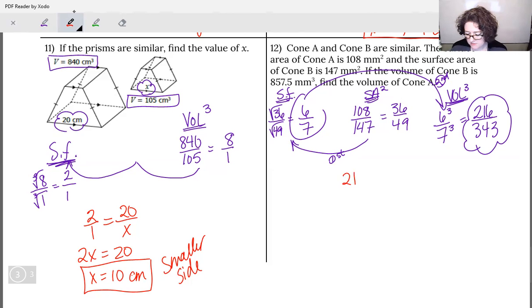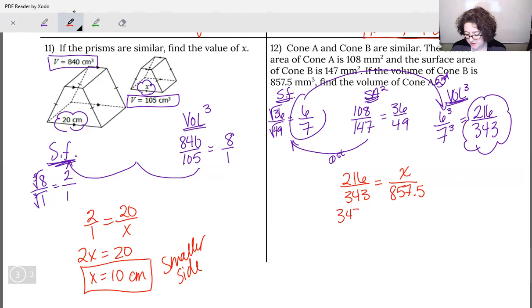So if our proportion starts with 216 over 343, they told us that the volume of cone B, which we've been putting on the bottom of the fraction, if that's 857.5, where do we put that in our other fraction? Yep, right on the bottom. So 857.5 in the denominator, then there's the x, which is what we're trying to solve for. Okay, cross multiply and solve.